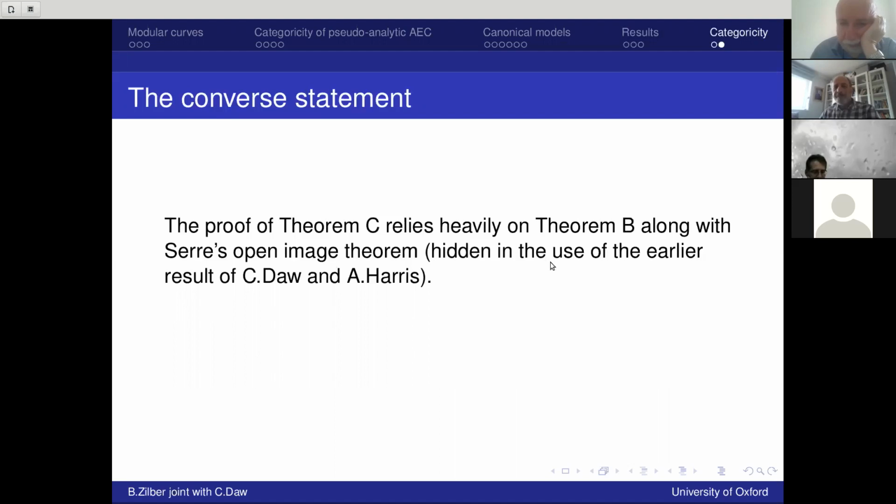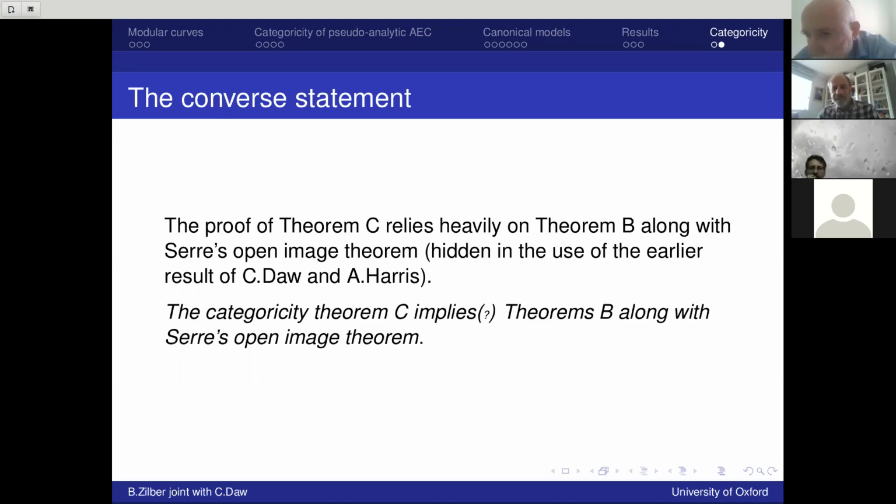Okay, so plus to this, the usual Serre theorem, the open image theorem, which is hidden in the use of the early result. We also have to use the early result of Chris Daw and Adam Harris. Right. So when I say relies heavily, in all these examples, this actually means that the categoricity theorem implies this theorem A.